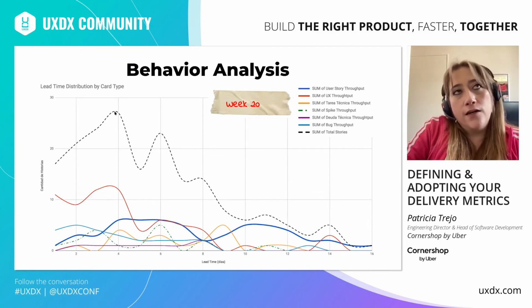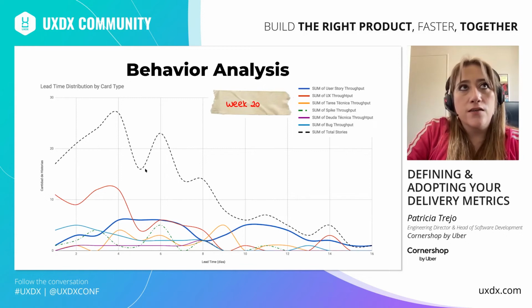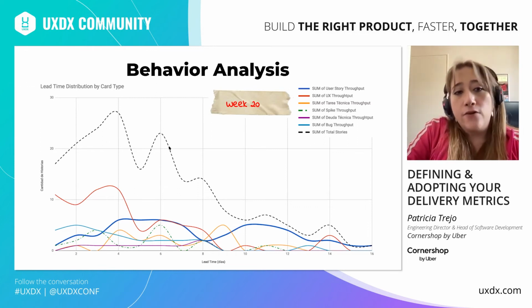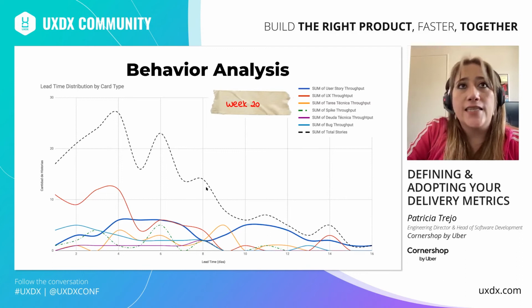I have already said that we can see there are several local maximums in this aggregated curve, the dotted black one. Here we can see there are several cards that are delivered at 4 days, several then at 6 days, then at 8, then at 11, and then at 14 days.